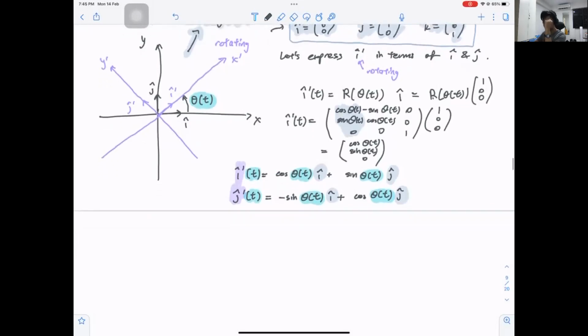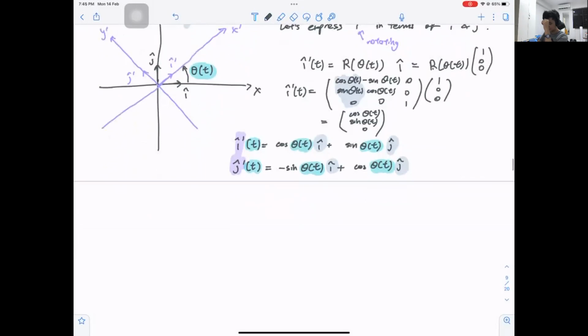Okay, so with that, because these are depending on time, we're a bit curious. What happens when we take the time derivative? What will we see? So if we go ahead and take the time derivative of the i hat prime vector, then because our i hat and j hat are just constants, we're effectively just differentiating the components. So this is just theta. How do you differentiate cosine of theta of t? We differentiate it using the chain rule.